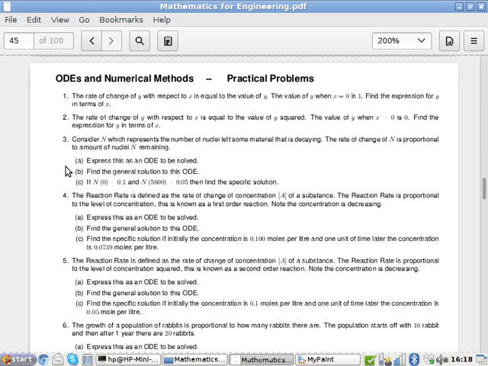Yeah, yeah. Oh, what is water in Polish? Water. Water. Woda. What are the ODEs?